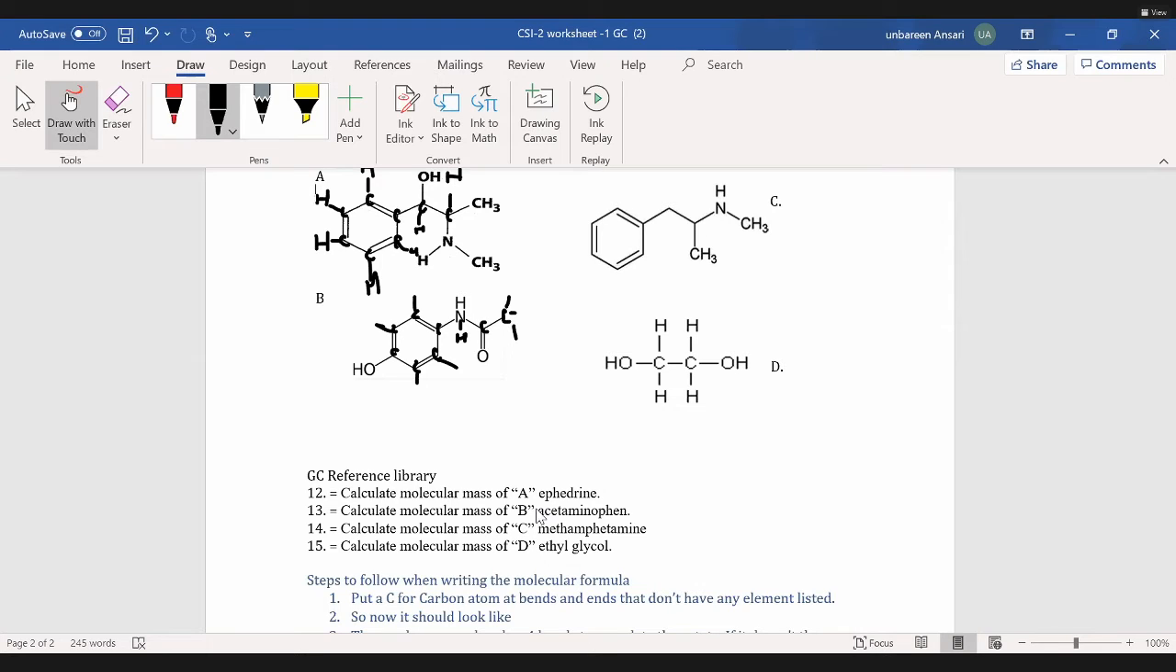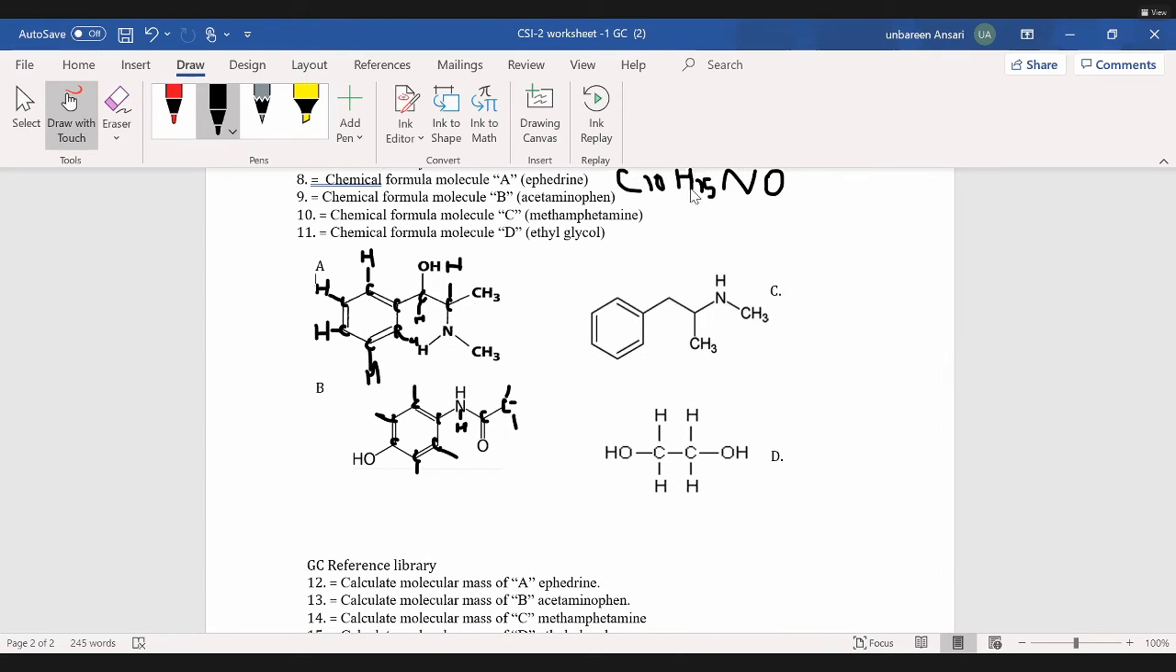For calculating the molecular mass? Wait, how do we calculate H? Can you say it again? Yeah, I can. So ephedrine is C10H15NO. So if you go to the periodic table, the molecular mass of carbon is 12, right? I just remember it. So 10 multiplied by 12, because there are 10 carbon atoms, sorry. So you multiply 10 by 12 plus there are 15 hydrogens, so 15 multiplied by 1, plus I believe nitrogen is 14 point something, plus 14, plus oxygen is 16. So if you add all of them together, you should get, I think, one.